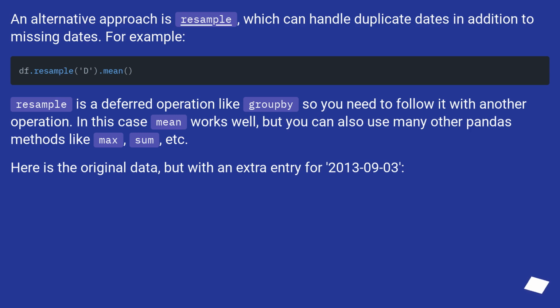An alternative approach is resample, which can handle duplicate dates in addition to missing dates. For example, resample is a deferred operation like groupby, so you need to follow it with another operation. In this case mean works well, but you can also use many other pandas methods like max, sum, etc. Here is the original data, but with an extra entry for September 3, 2013.